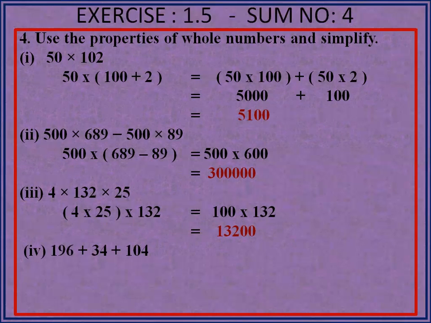196 plus 34 plus 104. Again, you can group them: 196 plus 104 plus 34. When you add these two, you get 300, plus 34, 334.